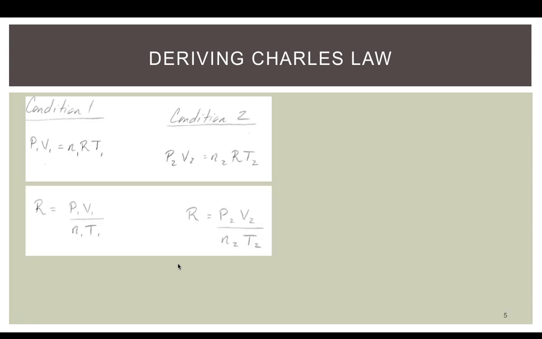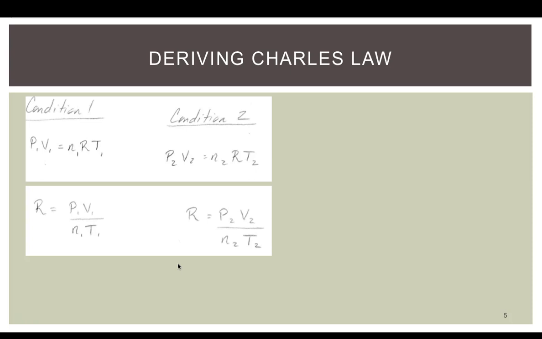If we rearrange those equations so that R is isolated by itself and all the other variables are on the other side of the equation, we see that both of them come out to the same thing, which we'd expect, where R equals P1 times V1 divided by N1 times T1. That's describing condition 1. In condition 2, R equals P2 times V2, all divided by N2 times T2.